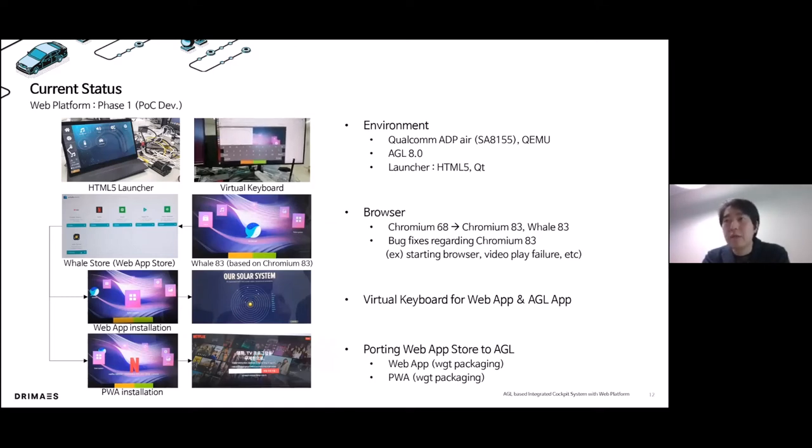We found out that many web applications use APIs or functions of the latest Chromium versions, which Chromium 68 included in AGL does not support. And the web app store of our partner can be performed well in the latest Chromium version. Plus, there are many progressive web apps, but Chromium 68 does not support PWA. So we decided to replace Chromium 68 in AGL with Chromium 83 and fix several bugs in the Chromium 83 version, such as video failure and browser startup, etc.